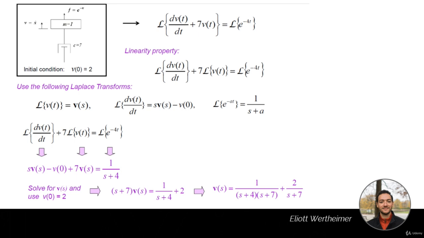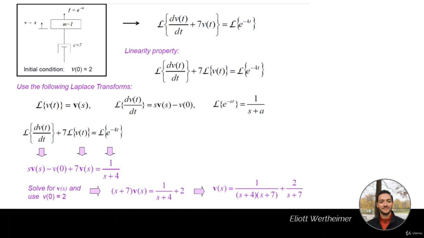We're going to use the following Laplace transforms from the table that you can see in the previous lecture. The Laplace transform of the velocity with respect to time is V of s. The Laplace transform of the derivative of that velocity is equal to s multiplied by V of s minus the initial condition, the velocity at t equals 0. Finally, we're going to use as well the Laplace transform of exponential minus a t, which is equal to 1 over s plus a. We actually saw this before.